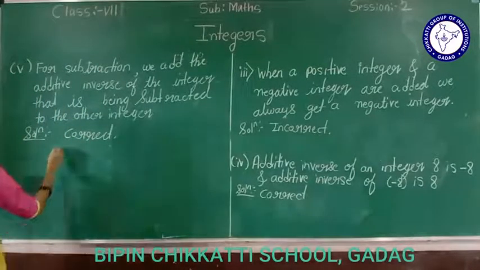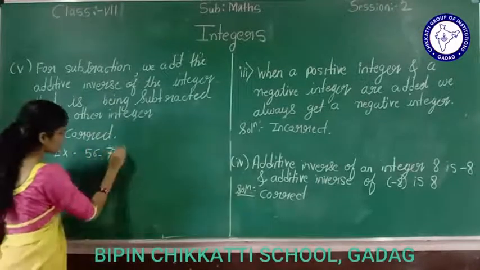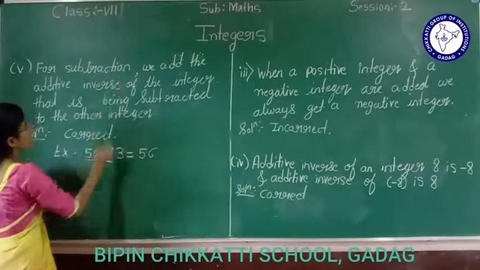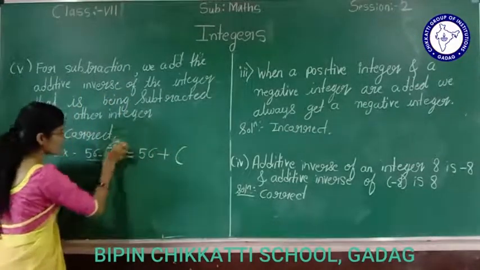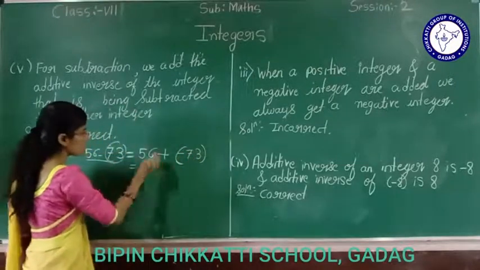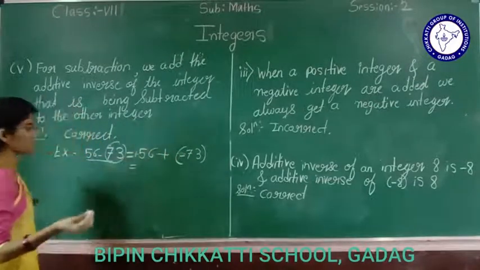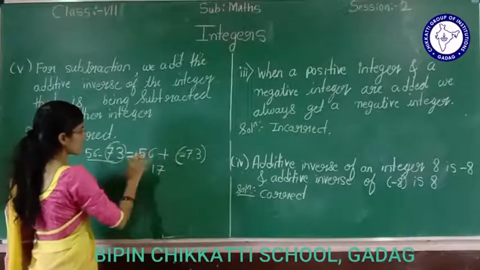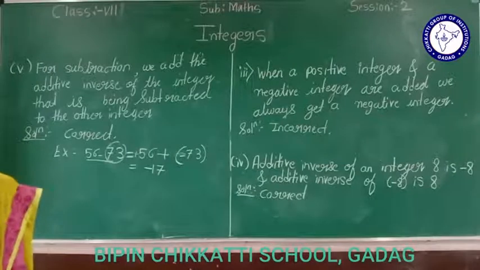We can take one example here. Example: 56 minus 73. See here, 56. For subtraction, we add the additive inverse. What is the additive inverse of 73? Minus 73. Now see here, the answer will be, plus minus is minus. 73 minus 56 is 17. Which is the bigger number? 73. 73 has the minus sign. Okay, this is about the fifth question.